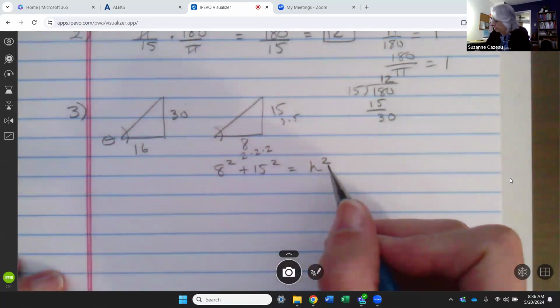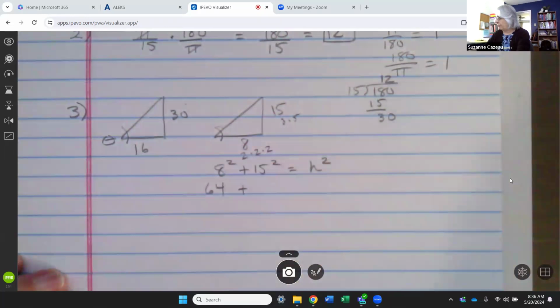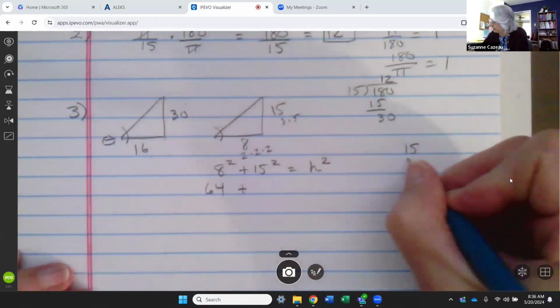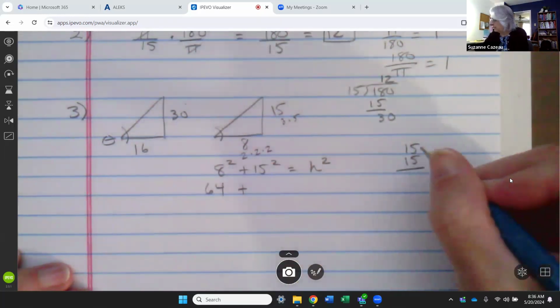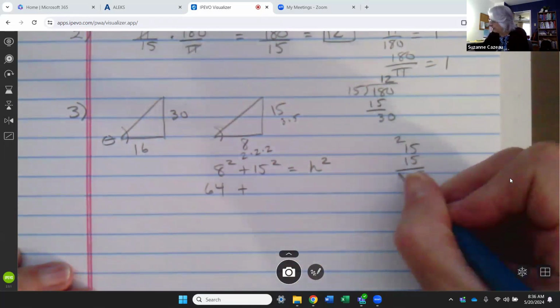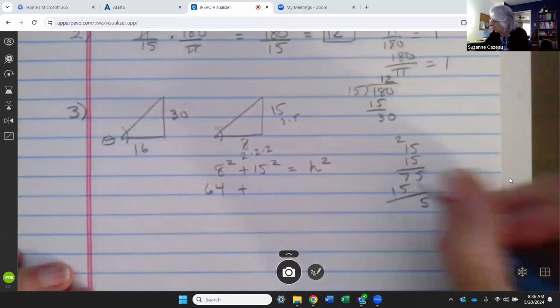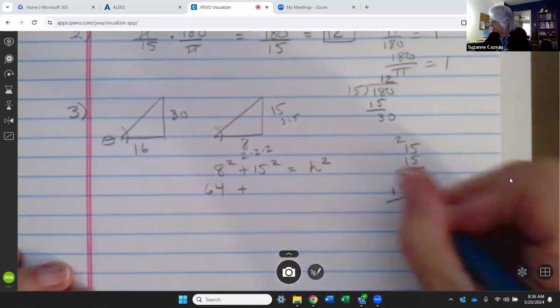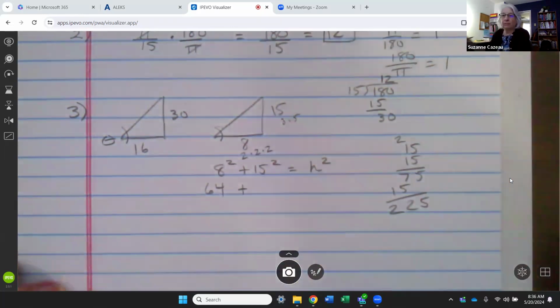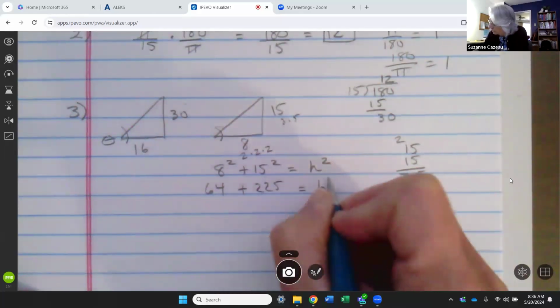So what I'm going to do then, well, 8 squared is 64. Now, I don't know 15 squared offhand, but that's not too hard to do. 15 times 15. Well, let's see. We got 25, and we got 5, 6, 7, and then we got 15. And then we can add that, 7, 8, 9, 10, 11, 12. You know, and when I run out of fingers, I use my toes. That's the running joke. Okay, so 225 is h squared.